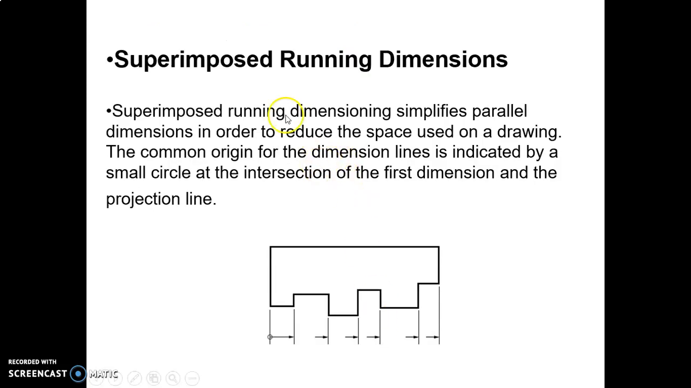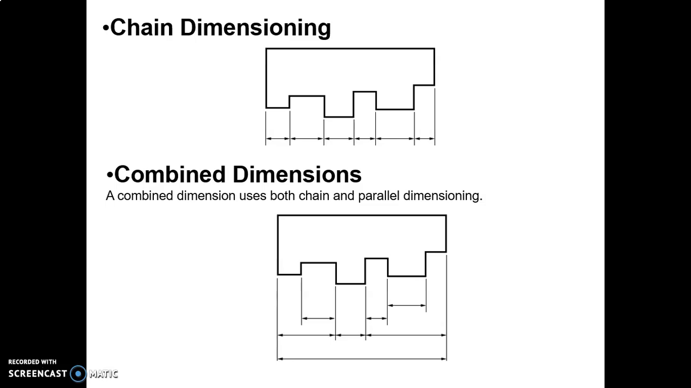Type number 2 is superimposed running dimensions. Superimposed running dimensions simplify parallel dimensions in order to reduce the space used on a drawing. Compared to the first one tadi, you kena ada space yang banyak kat bawah. So in order to limit the space, we use superimposed running dimensions. The lines are indicated by a small circle at the intersection of the first dimension and the projection line.